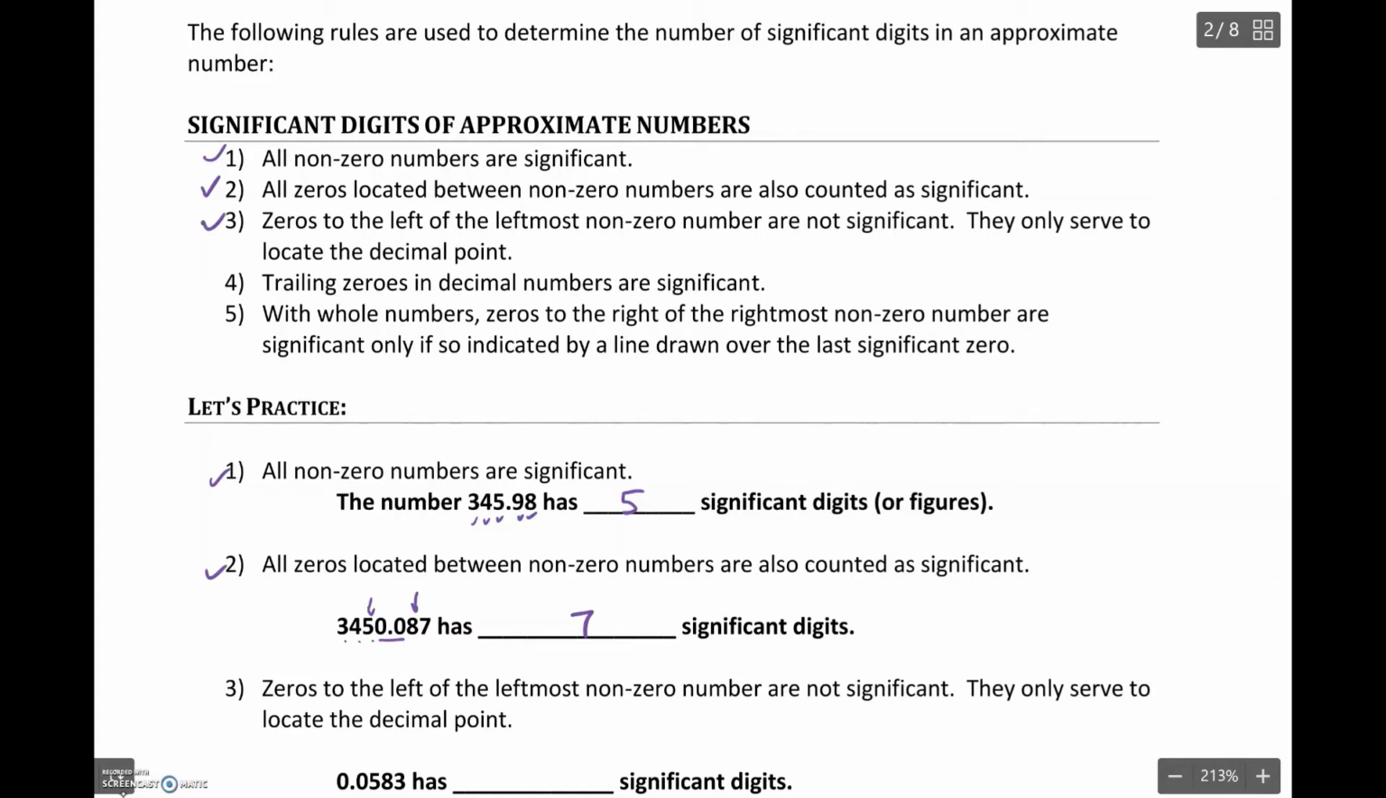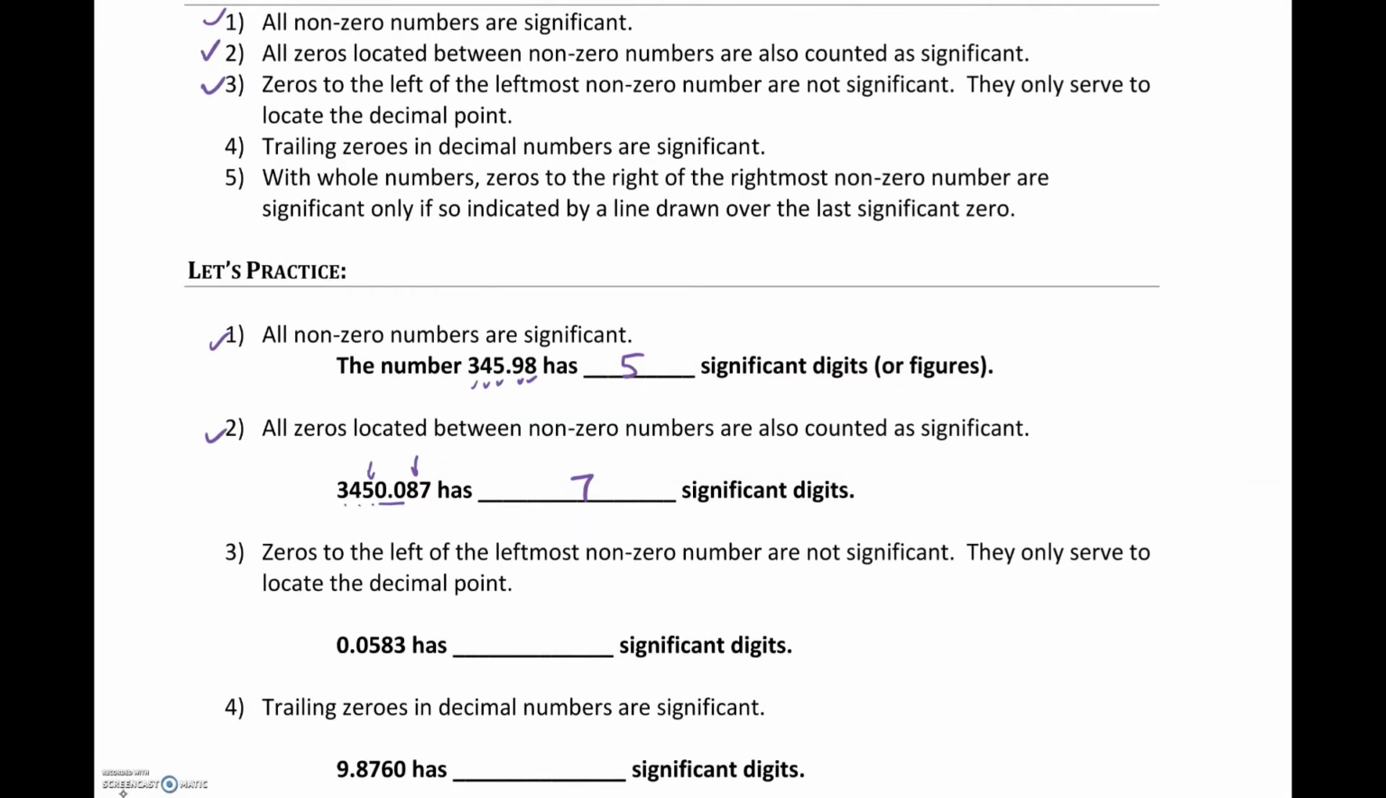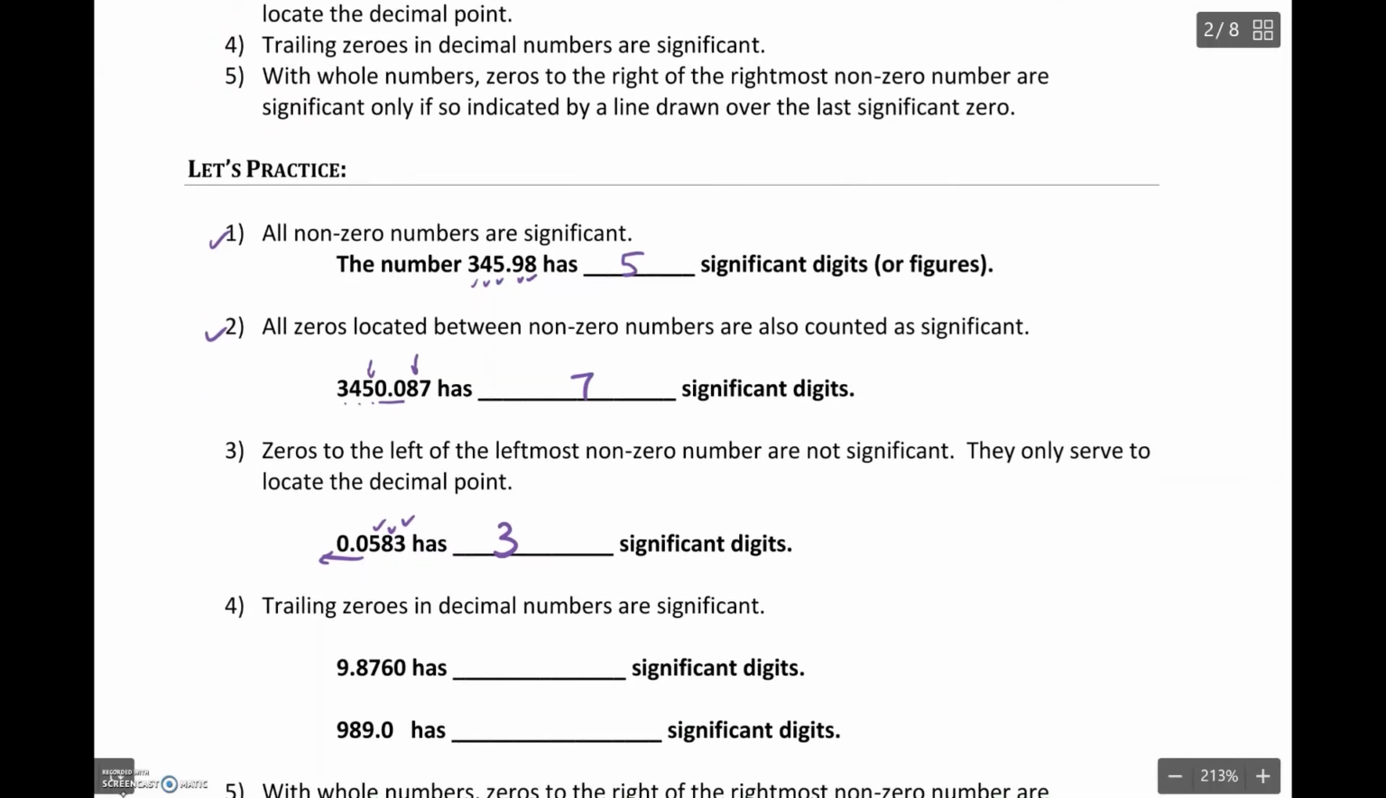Third, zeros to the left of the leftmost non-zero number are not significant. They only serve to locate the decimal point. So in this case, these zeros are to the left, so they don't count, and we have only 3 significant digits. Number 4, trailing zeros in decimal numbers are significant. So as long as there's a decimal point, numbers to the right would be significant. So we have 1, 2, 3, 4, and 5 significant digits, and this has only 4.